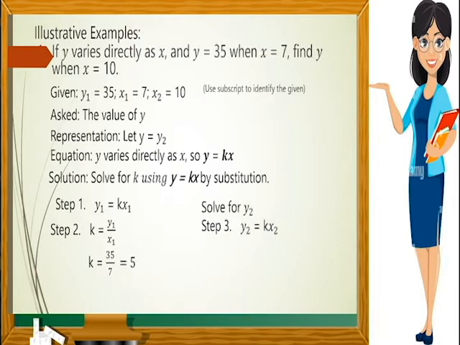Let us apply step 3. Solve for y sub 2, and that is for step 3. y sub 2 is equal to kx sub 2. Okay, so for step 4, use the equation found in step 3, which is y sub 2 is equal to kx sub 2, and the remaining information given in the problem to answer the question asked. So we have now y sub 2, substitute the value of k, which is 5, then multiplied by the value of x sub 2, which is 10. So y sub 2 now is equal to 50. Thus, y is equal to 50 when x is equal to 10.